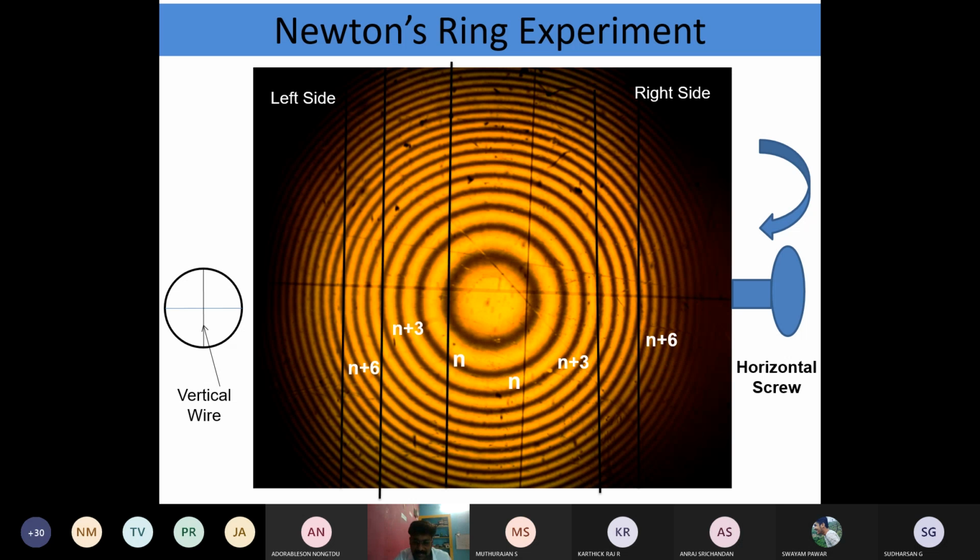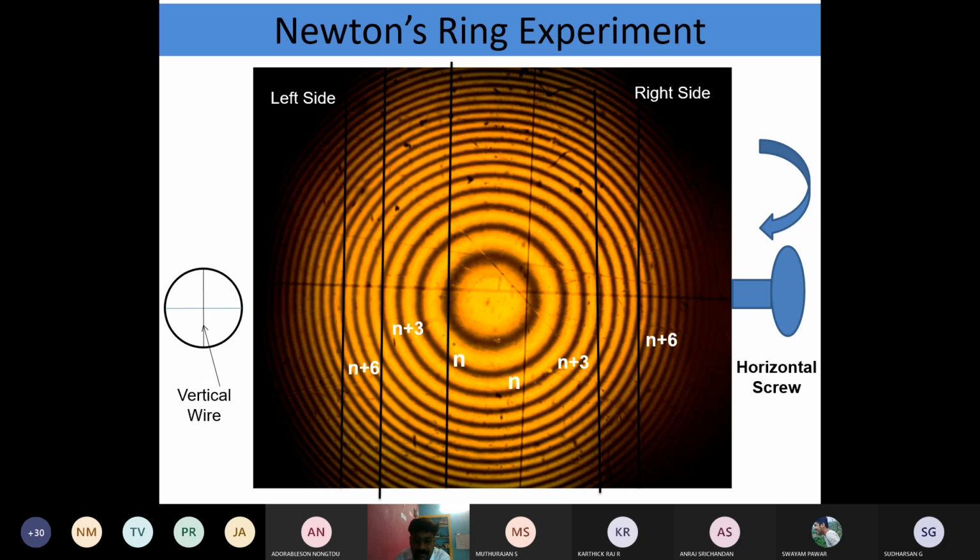Yeah, you can see the screen now. Is it clear? Yes, sir. Okay. Is the screen visible? Yes, sir.